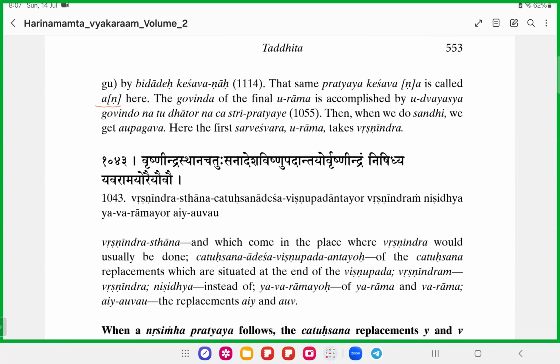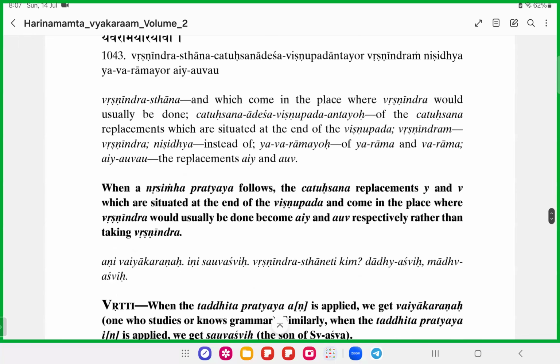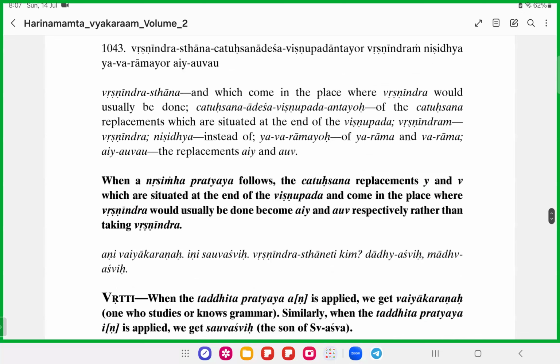Vrishnendra Sthana Chatu Sanadesha Vishnu Padantayor Vrishnendram Nishidhya Yavaramayo Yav Vau. When a Nrsimha Pratyay follows, and the Chatusana replacements Ya and Va, which are situated at the end of a Vishnu Pada and come in the place where Vishnendra would usually be done, become Ayya and Au respectively rather than taking Vishnendra. So this is a special case.